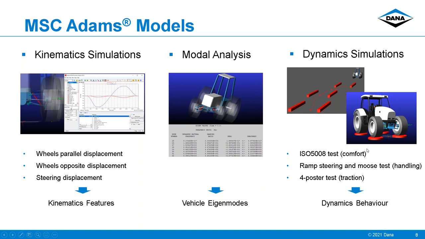These are an ISO 5008 for comfort, a ramp steer and moose test for handling, and a four-poster test for traction. The main process objective functions are outputs of these simulations, while other results are used as input for other numerical models. For example, stiffness and damping values found in the model analysis are targets for the hydraulic sizing carried out with the Amesim model.